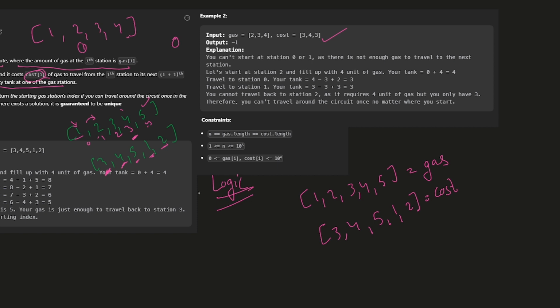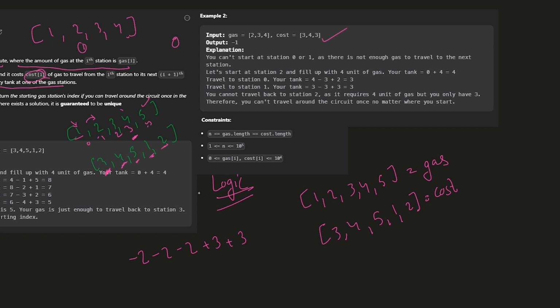Now guys, it may be the case that a solution can never exist, right? So we have to return -1. We have already seen that in the question. So in that case, we can do one thing. We can check the difference. Here 1 minus 3 is nothing but -2, right? 2 minus 4 is nothing but -2. 3 minus 5 is nothing but -2. 4 minus 1 is nothing but +3. And 5 minus 2 is nothing but +3, right?